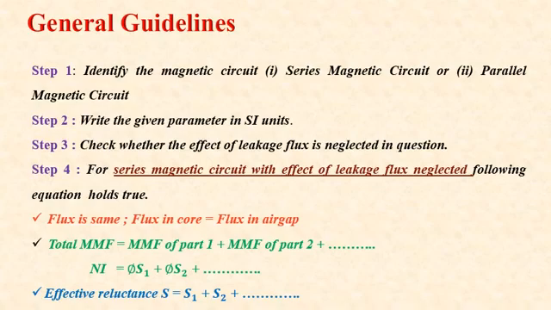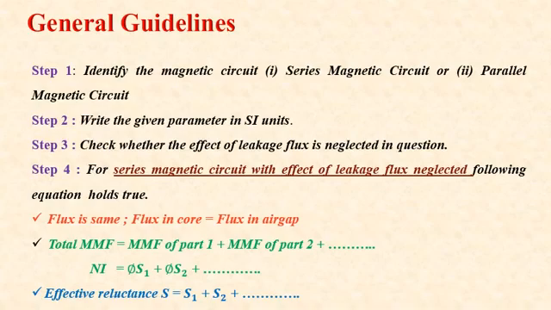For a series magnetic circuit with effect of leakage flux neglected, the following equations will hold true. First of all, the flux will be same. That is, flux in core will be equal to flux in air gap. Regarding the total MMF, it will be equal to the sum of MMF. That is, total MMF will be equal to MMF of part 1 plus MMF of part 2 plus etc.